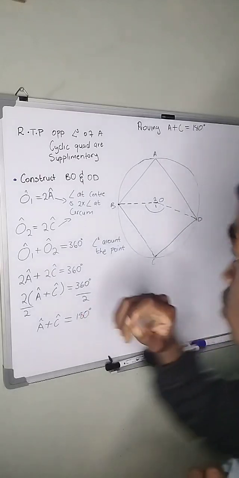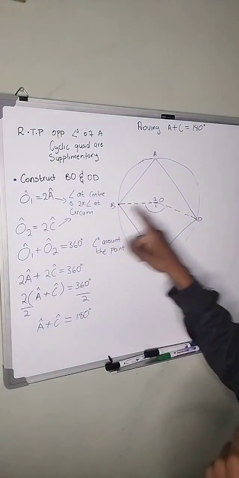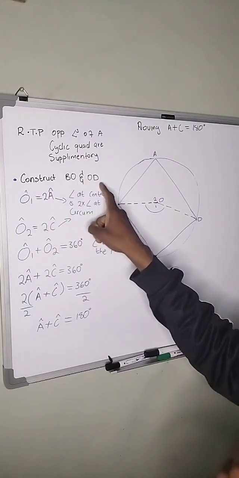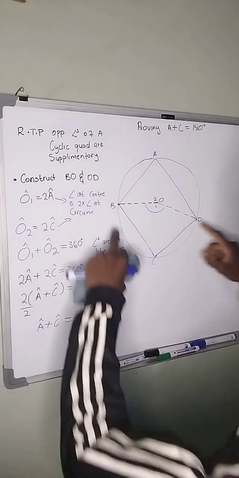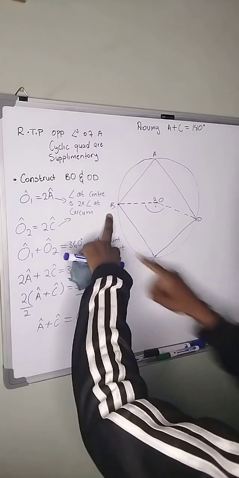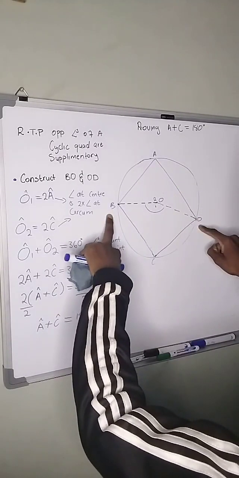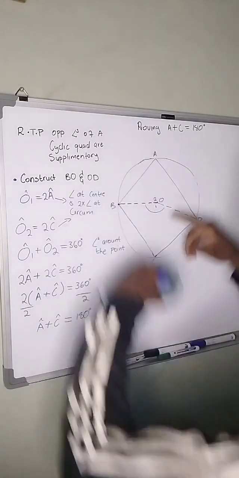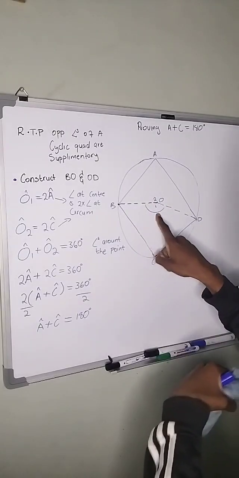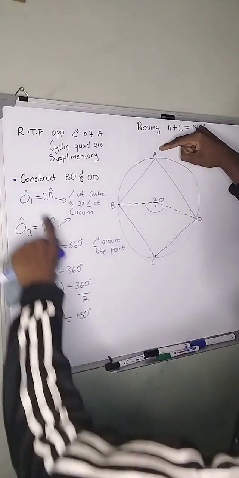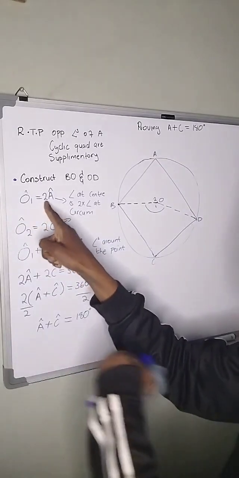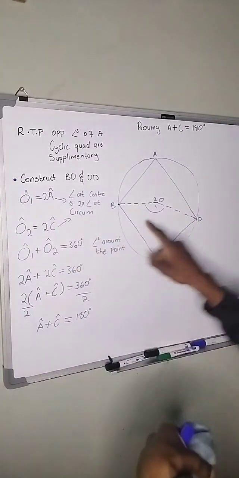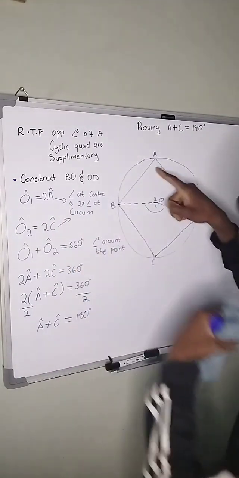If you are familiar with theorem 2, you just start by constructing BO and OD. That's why I said construct BO and OD. Just because of these two, they're of the same arc. They subtend the angle at the center and the angle at the circumference. So this is going to be twice that. That's why we said O1 is going to be equal to 2A. The angle at the center is twice the angle at the circumference. This O1 is going to be twice A.